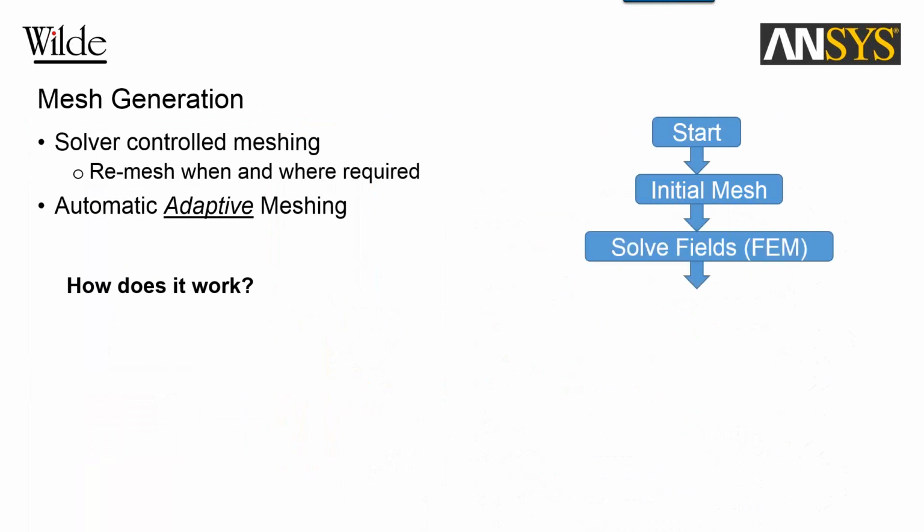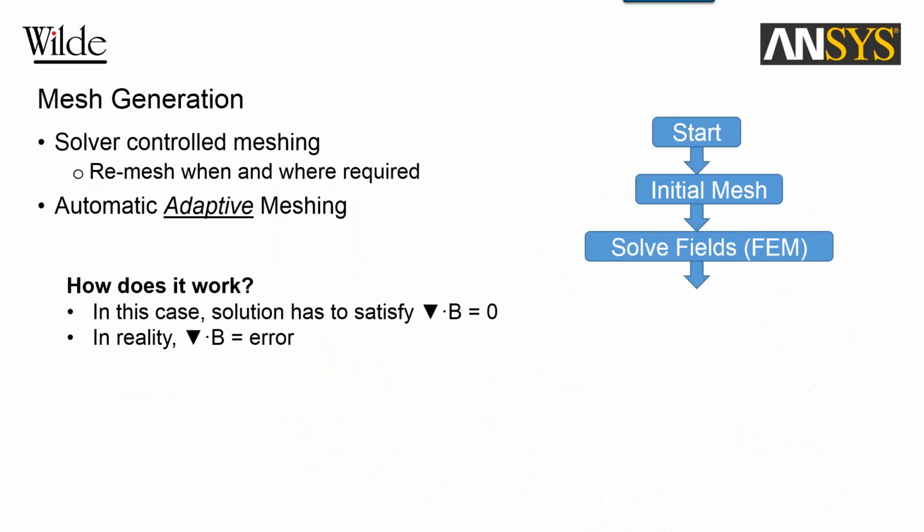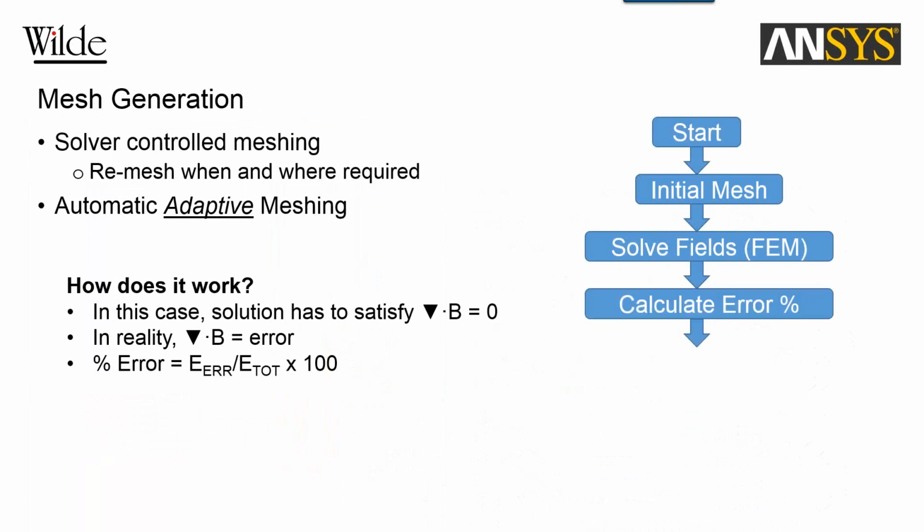It solves the EM field based on this initial mesh. So in the case of a magnetostatic analysis, we know that del dot B has to equal zero analytically. In reality, however, that's not going to happen because, well, this is a numerical simulation. There's always going to be some error involved. The energy associated with that error is summed up over the entire domain, and that energy is compared to the total energy present within the domain, and that's represented as a percentage error.